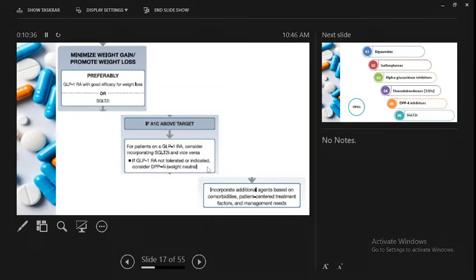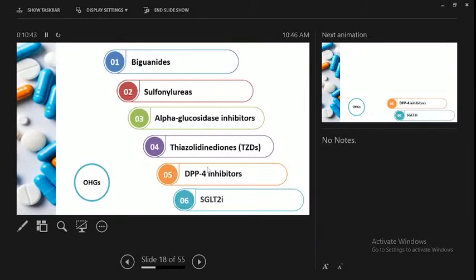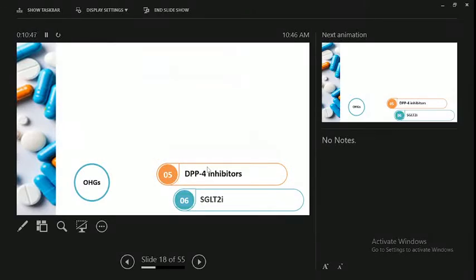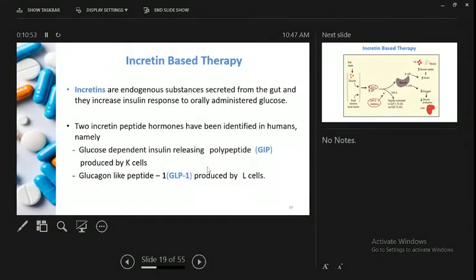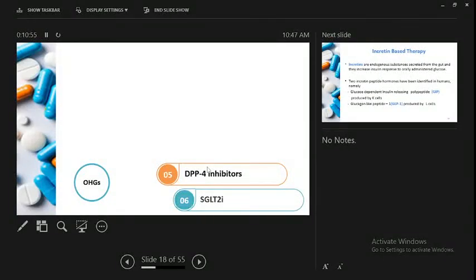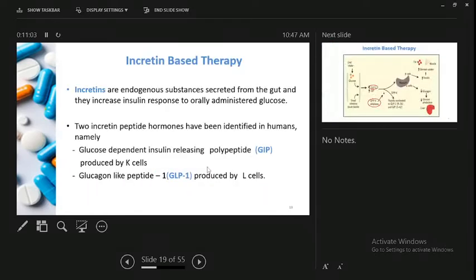It is weight neutral, so it won't cause weight gain either, because there are other drugs like sulfonylureas and thiazolidinediones which cause weight gain. So out of all the medications, when you want to reduce weight or not cause weight gain, probably the DPP4 inhibitors and SGLT2 inhibitors are the best options available out of the oral medications, because GLP-1 receptor agonist is the injectable, not an oral.